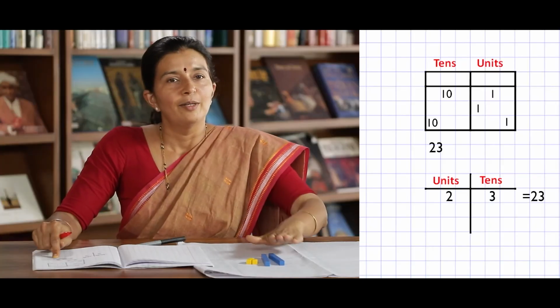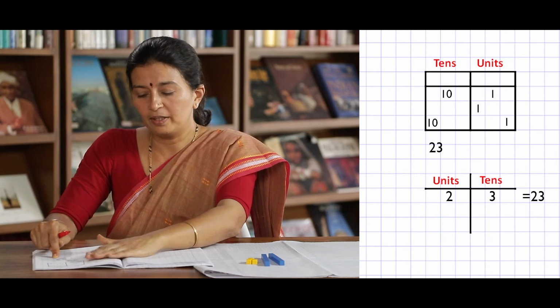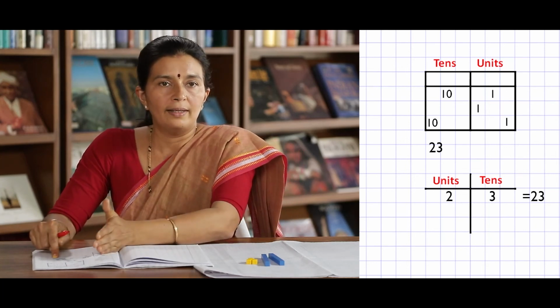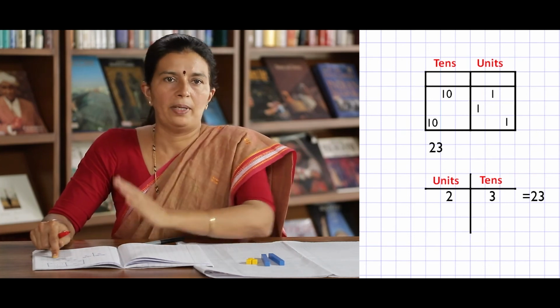Now, we kept 23 here. Concrete, representational, and abstract. In all these 3 forms, children should be taught. That is our opinion. For first and second standard children, we can teach numbers 1 to 99 like this. Let us move further.